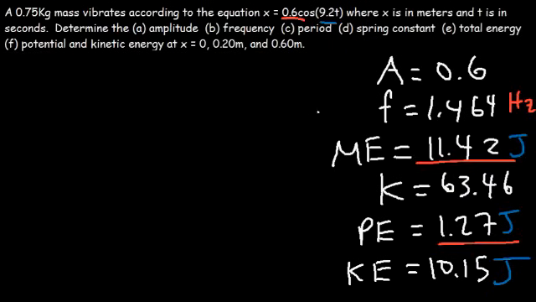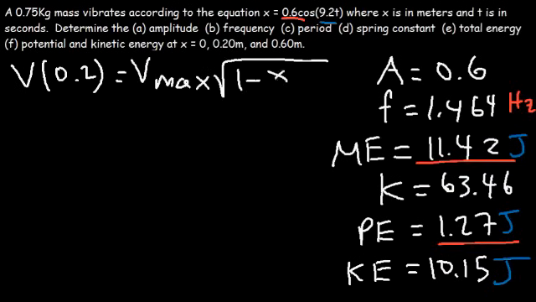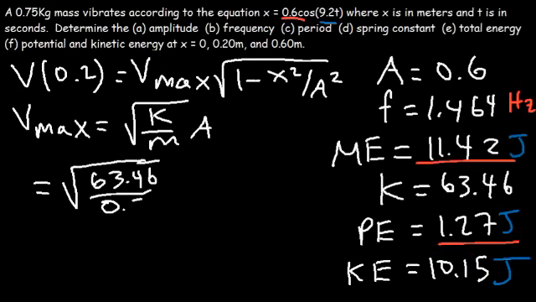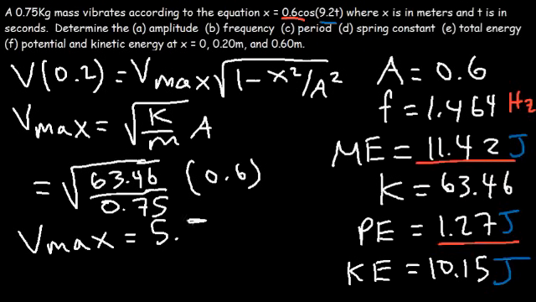Now let's use the long way to get the kinetic energy. Before we can find the kinetic energy, we need to use this equation. We've got to find the velocity at 0.2. So it's Vmax times the square root of 1 minus x squared divided by A squared. Now we've got to find Vmax first. So Vmax is equal to the square root of k divided by m, times A. So that's going to be the square root of 63.46 divided by the mass, which is 0.75, times the amplitude, which is 0.6. 63.46 divided by 0.75 is about 84.61. If you take the square root of that, you should get 9.2 times 0.6. So the maximum velocity is 5.519.